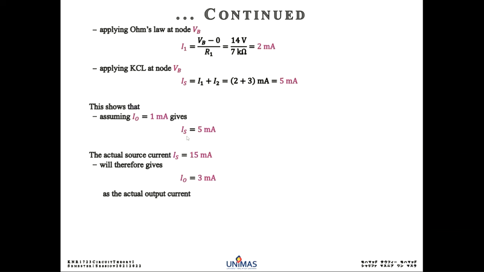So basically, if IS is 5 milliamp, but your actual source is 15 milliamp, that is, of course, by linear property, IS must be 3 times the value of I naught that you assumed, 1 milliamp. So 3 times I naught. So I naught of 3 milliamp only then will give you 15 milliamp.